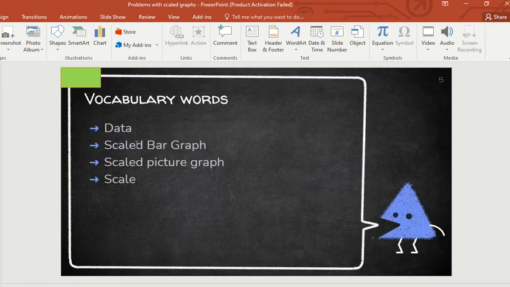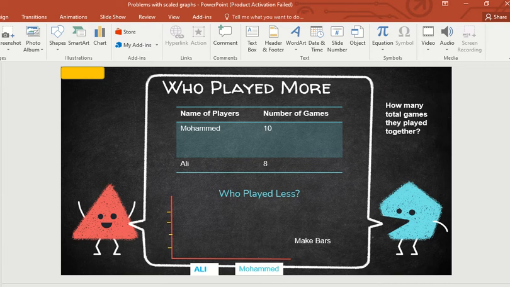We have vocabulary words which we will be writing in our math copybooks: data, scale, bar graph, picture graph, and scale, which you already know, and which table you can use for your scale.